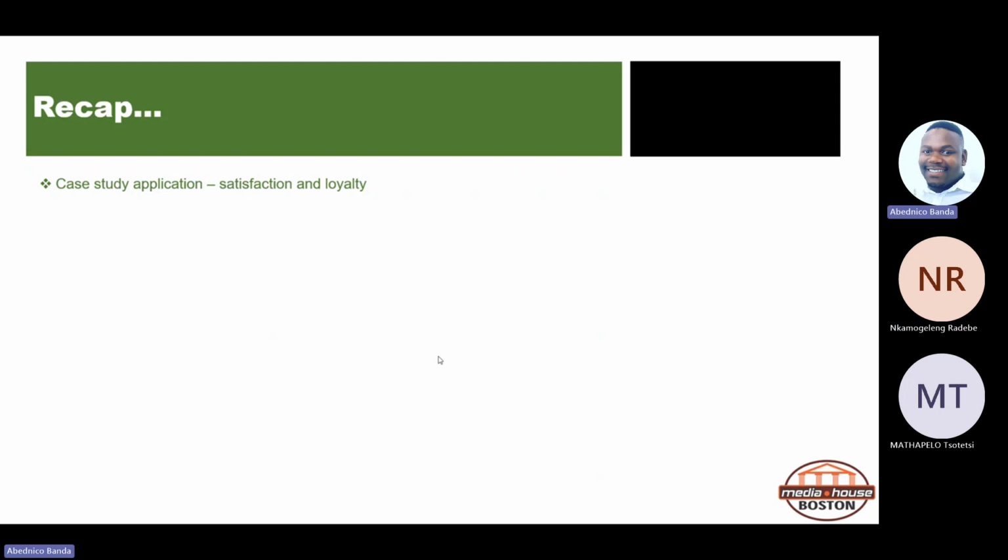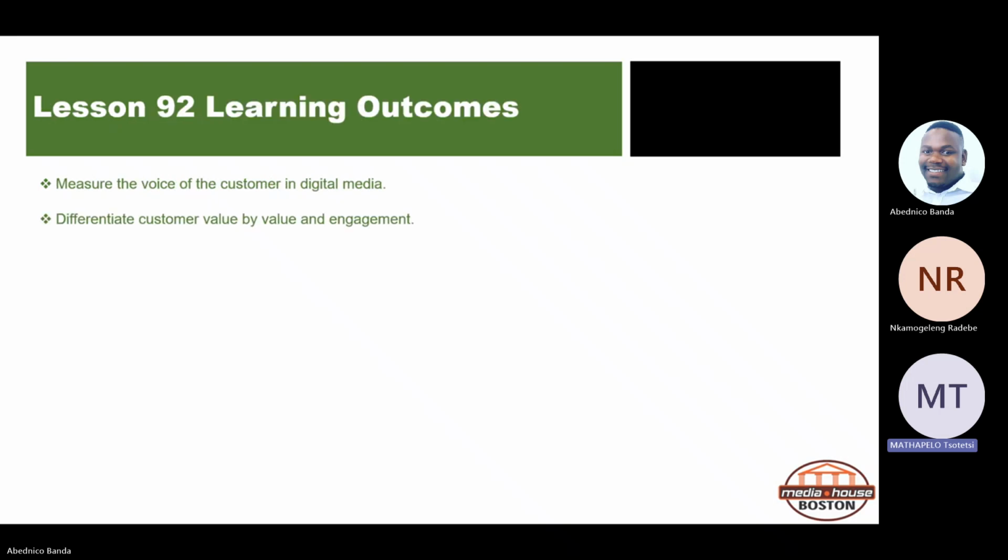Okay. Matapelo, what is it that you remember? So exactly what Kamu said, he did the highlight very well. The only one thing I'll add from our previous lesson is that I got to understand the difference between loyalty and being satisfied, and being in between, like when you don't care about loyalty and being satisfied. I learned the difference between that.